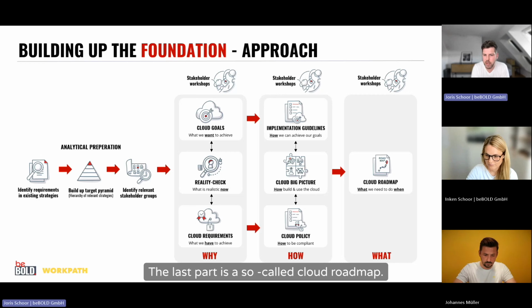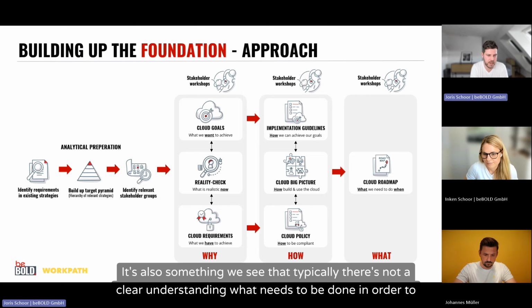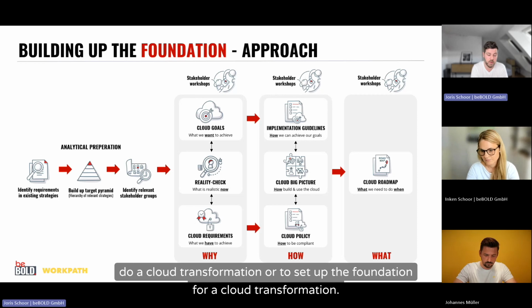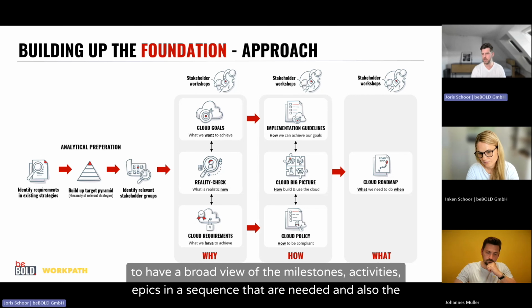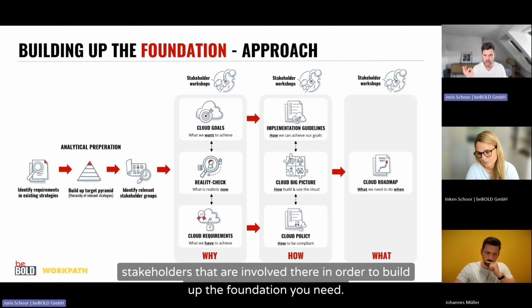And the last part is a so-called cloud roadmap. It's also something we see that typically there's not a clear understanding of what needs to be done in order to do a cloud transformation or to set up the foundation for a cloud transformation. So this is where a cloud roadmap really can help to have a broad view of the milestones, activities, and epics in a sequence that are needed, and also the stakeholders that are involved there in order to build up the foundation you need for a cloud transformation.